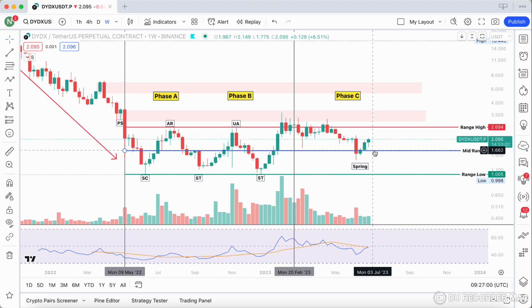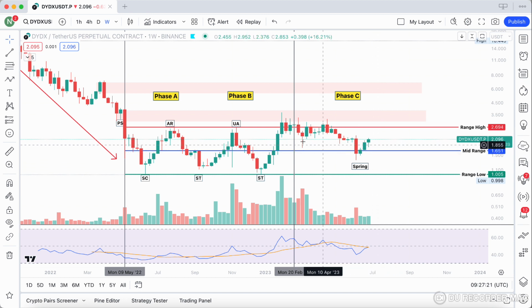This is not a level, if you are a trader, this is not a level to buy, okay? You can buy at the range low, you can buy at support, let's say at the mid-range, but DYDX is now closer to resistance than it is to support, so it's not a buy for a trader. If you are an investor and you're thinking long-term, maybe.